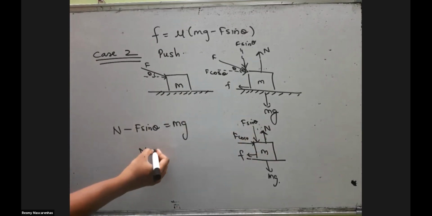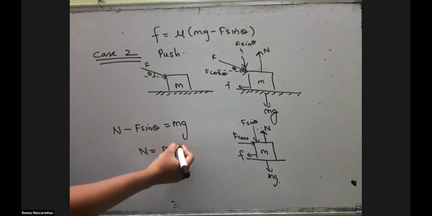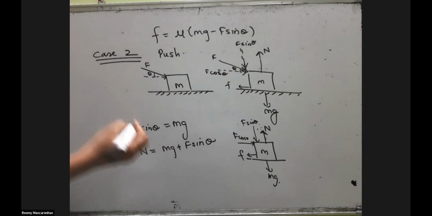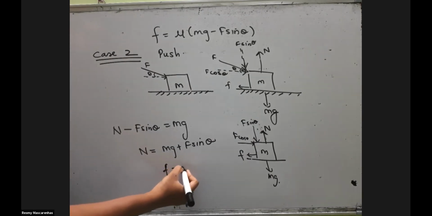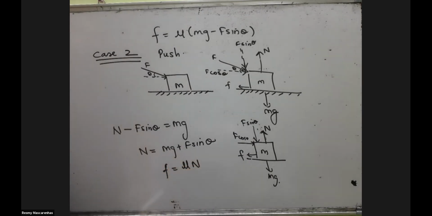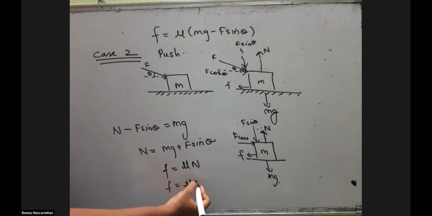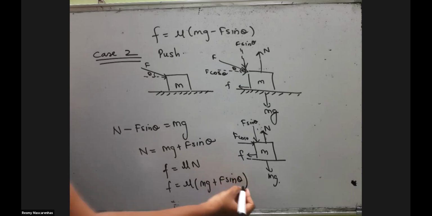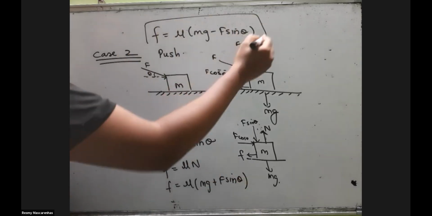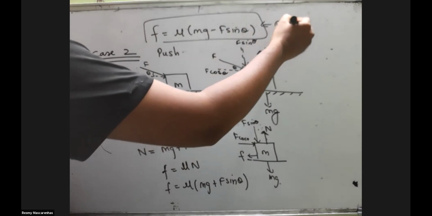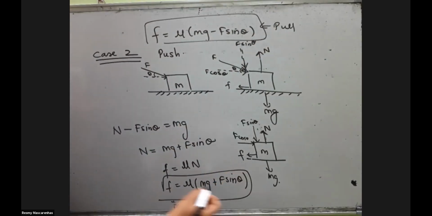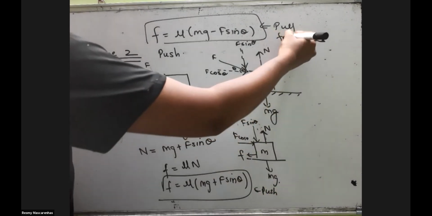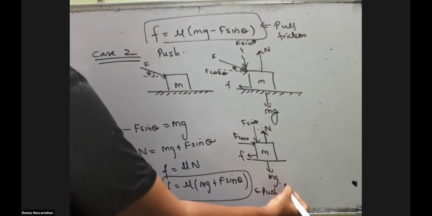So what will be the value of N? mg plus F sine theta. Now use the same way as previously, we'll calculate what is friction. Mu into N. The friction will be mu into (mg plus F sine theta). So this is the friction for the pull, and this is the friction for the push. Pull friction, and this is push friction.